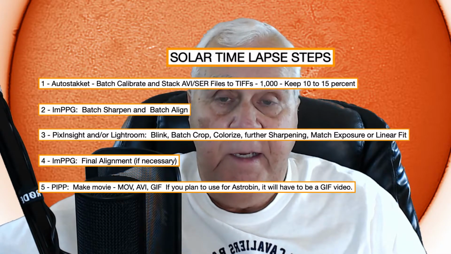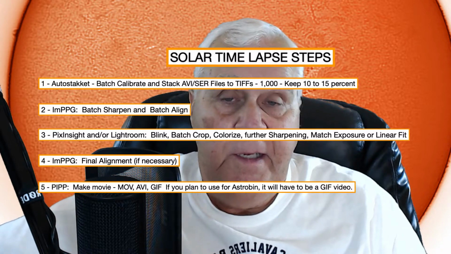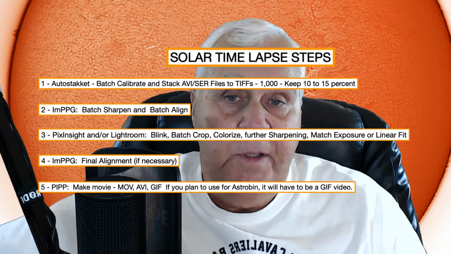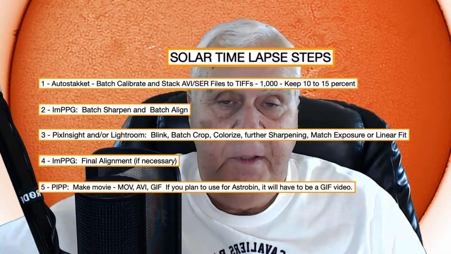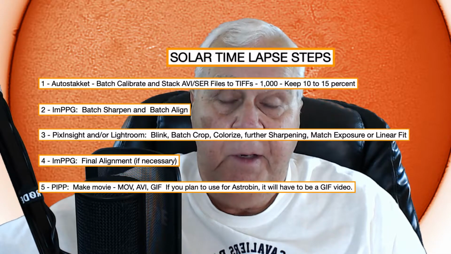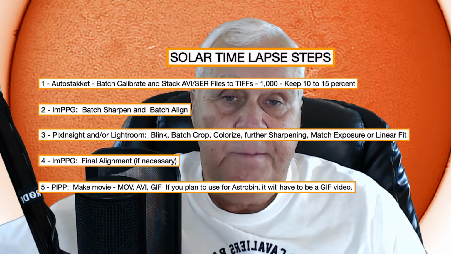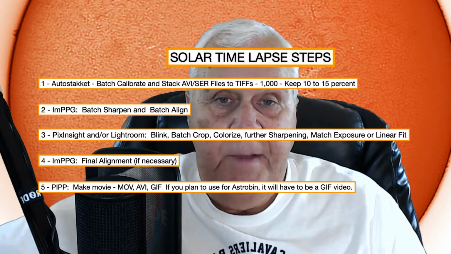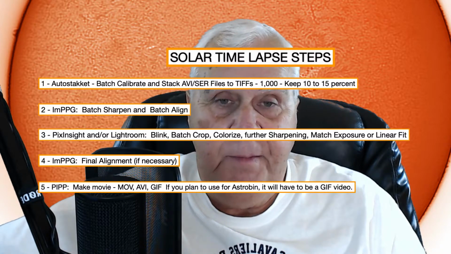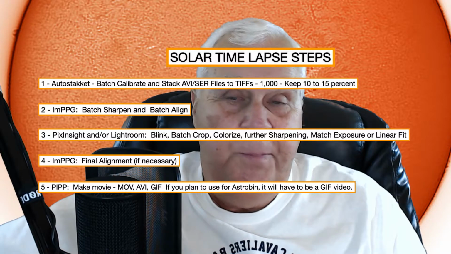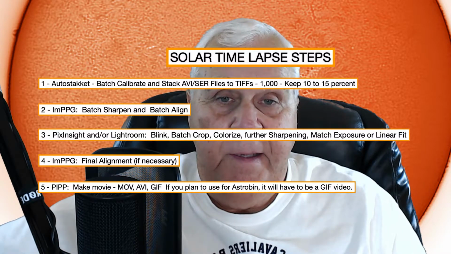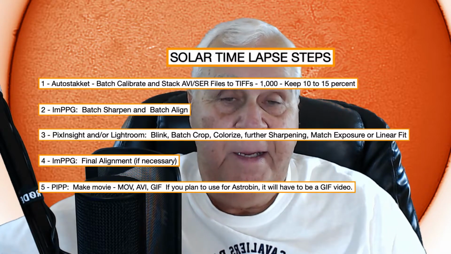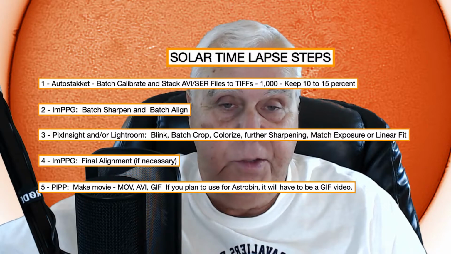So in PixInsight, I'm going to blink through them and cull any of the eyeball rejects. And then I'm going to probably crop some of the edges away. Then I will probably colorize it in PixInsight. And then if there's any further sharpening, by this time it's perhaps even over sharpened. I've even run convolution in order to take some of the over-sharpened edges away.